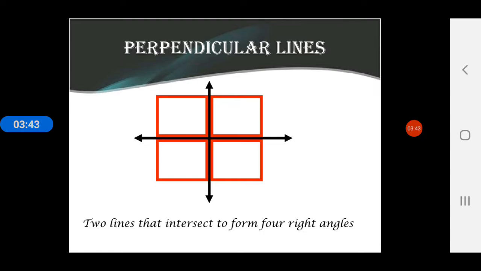Next comes the perpendicular lines. What are perpendicular lines? Perpendicular lines are those lines which intersect each other at the angle of 90 degrees. So when two lines intersect at right angles, 4 right angles are formed. You can clearly see here in red color it is mentioned, when these two lines are intersecting, 4 right angles are formed.